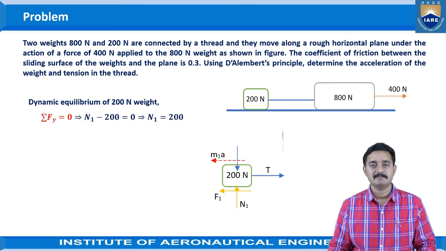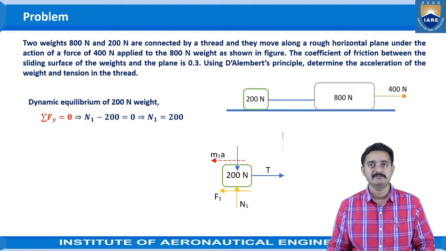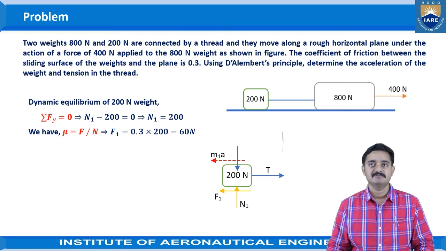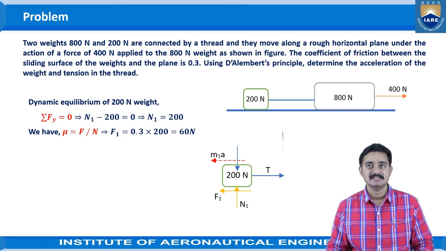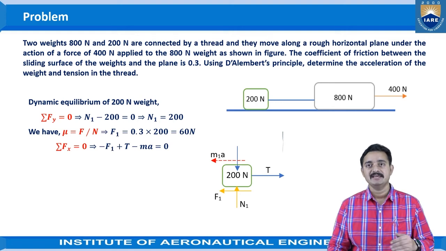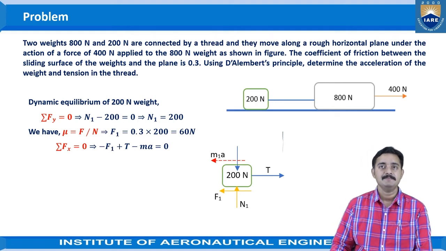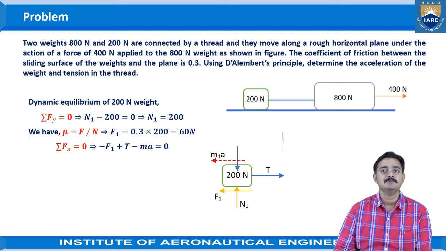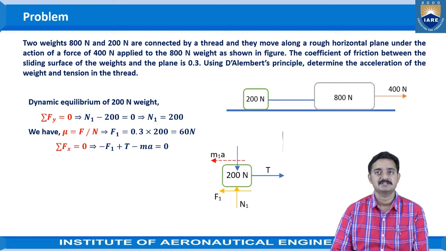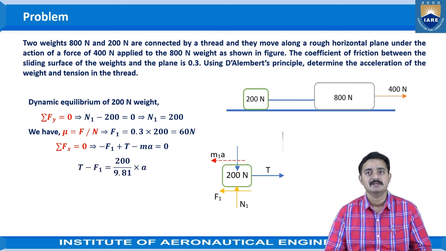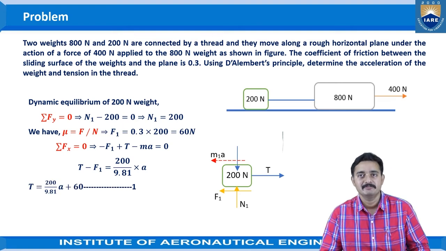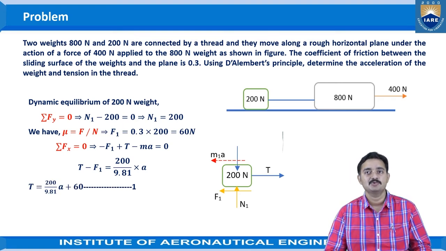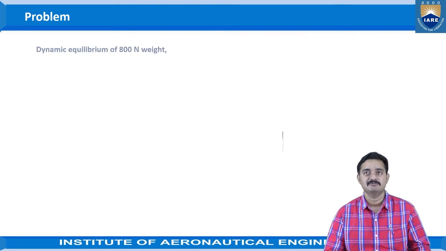So from this, if we apply sigma Fy is equal to 0, we will be getting N1 is equal to 200 Newtons. Then we have mu is equal to F by N. From this, we can obtain the value of F1 as 60 Newtons. If we apply sigma Fx is equal to 0, all the horizontal forces is equal to 0, then minus F1 plus T minus Ma is equal to 0. If we substitute the values, we will be getting the equation T is equal to 200 by 9.81 A plus 60. Take it as equation 1.